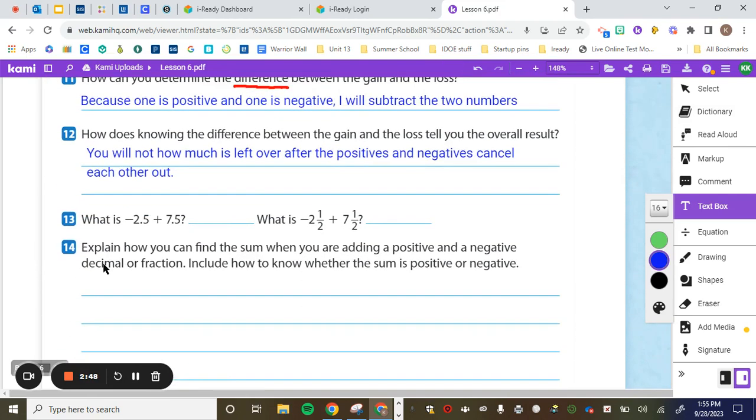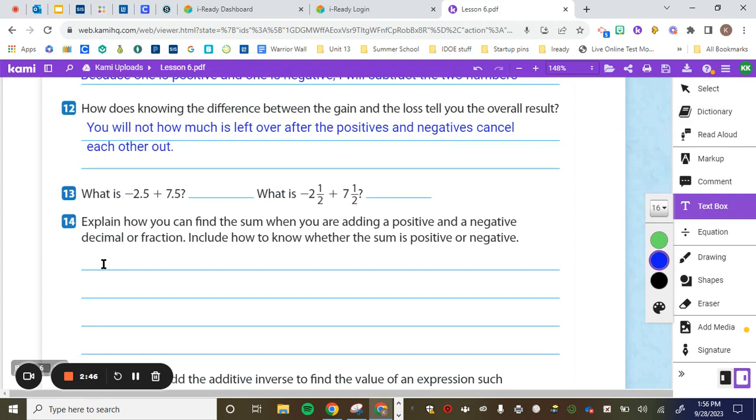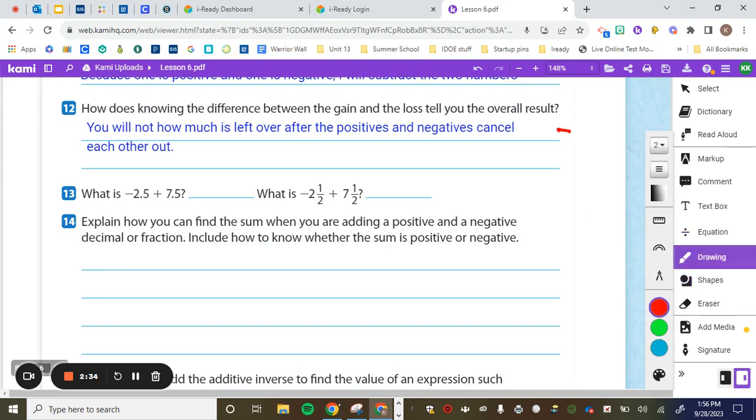So now question 13 is where we actually are going to work it out. What is negative 2.5 plus 7.5? Well, I'm going to start with the bigger number, 7.5. So when I'm subtracting, I will do 7.5 minus 2.5. So I will subtract. I will get 0.5 minus 5 is 0. 7 minus 2 is 5. And I know it's going to be a positive answer because we had more gains than losses. So my answer is a positive 5.